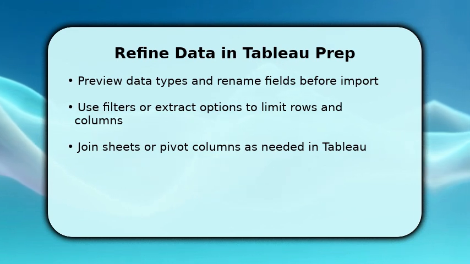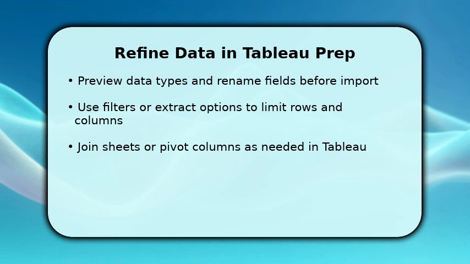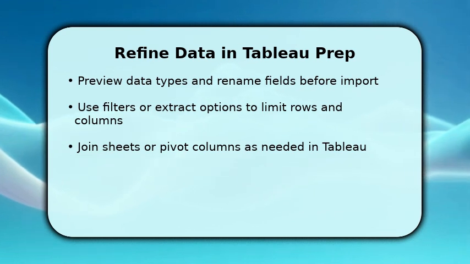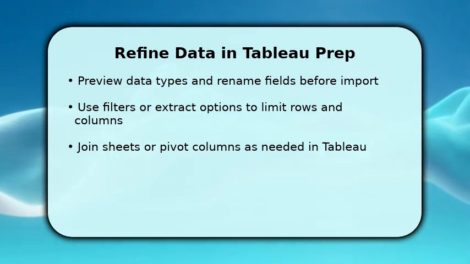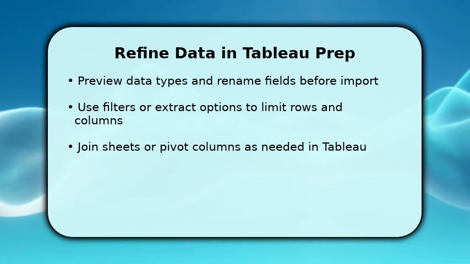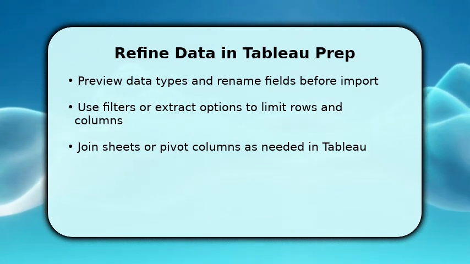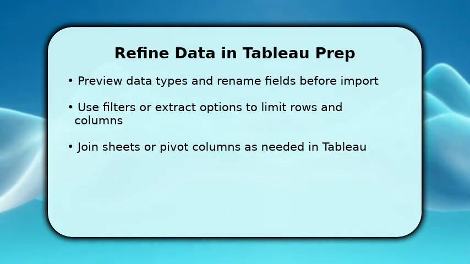To combine tables, use joins on a reliable key or perform a left join for primary data integrity. Alternatively, pivot columns into rows for normalized structure. Make sure calculated fields and date parsing are correct. This avoids errors in downstream visualizations and keeps performance optimal.